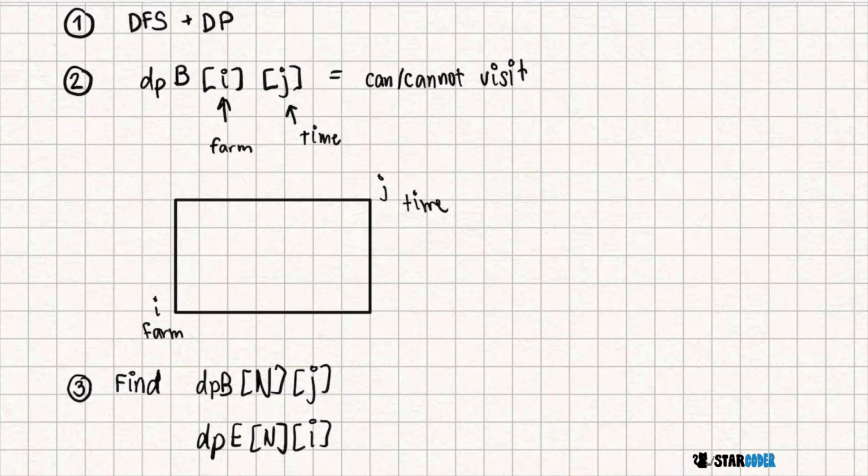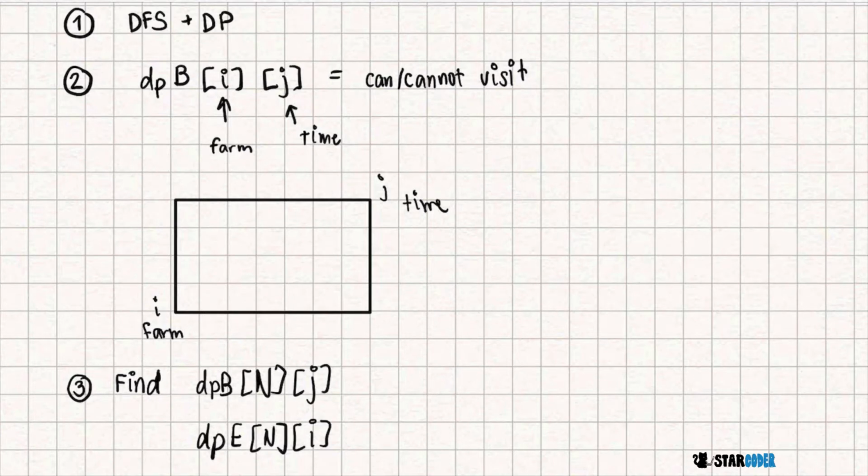The main algorithm we're going to be using for this question is DP. But we're actually going to take this as a graph question, so we're going to combine these two algorithms. We're going to create two 2D DPs, one for Bessie and one for Elsie.